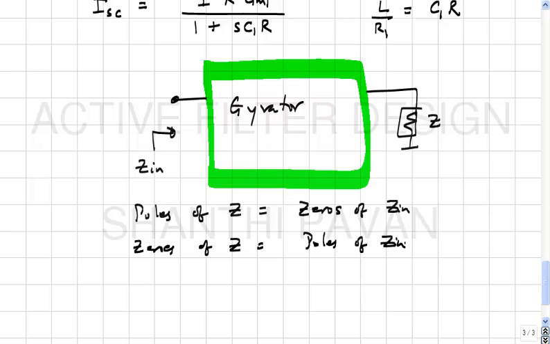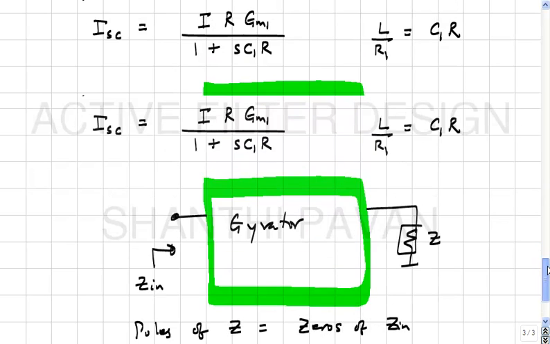Why does this make sense? The impedance Z in is proportional to Y, which is 1 by Z. Okay, and it gets multiplied by some constant to get the dimensions back. All right, and the constant obviously can't affect the poles or zeros, and we know that the poles of Z are nothing but the zeros of Y and vice versa. So this must follow.